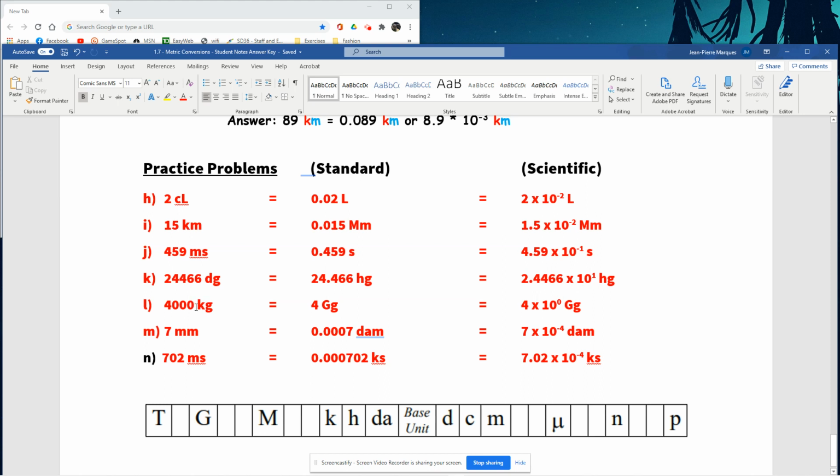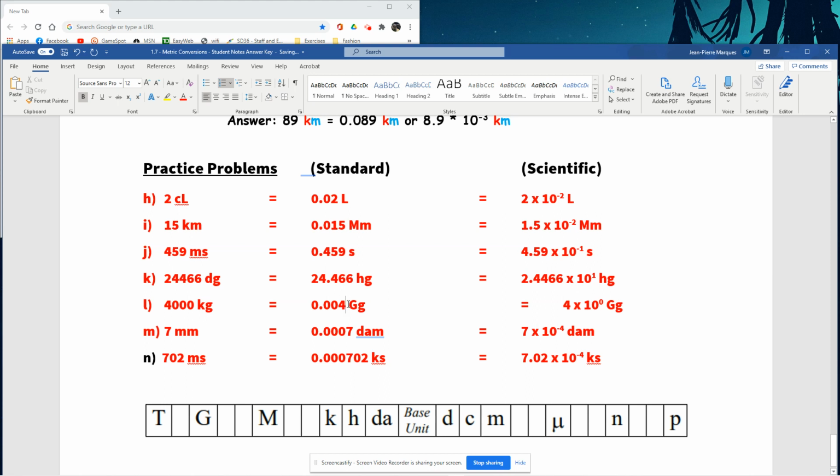So 4,000 to giga is to the 9 and kilo is to the 3. So it's 6 spaces. 1, 2, 3, 4, 5, and 6. So I move my decimal 6 places to the left. 1, 2, 3, 4. So we're at 0.4 and then 5, 0.04, and then 6, 0.0. Let me double check. Make sure I have this.